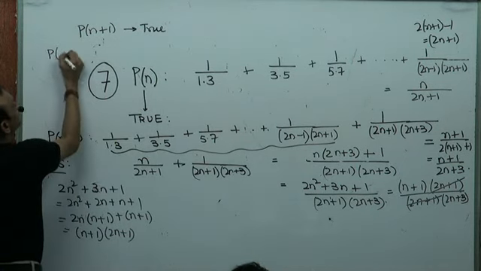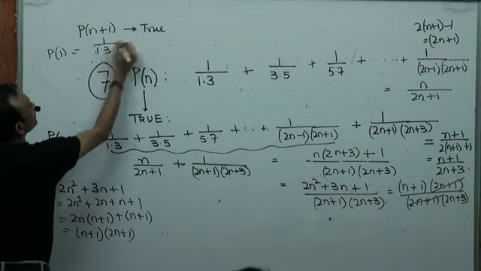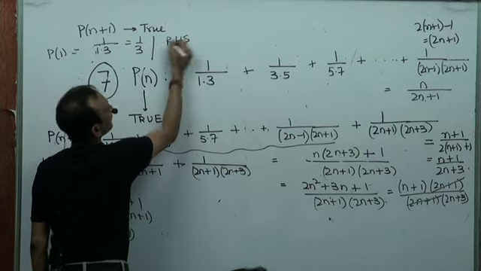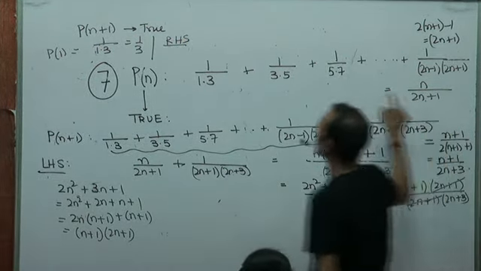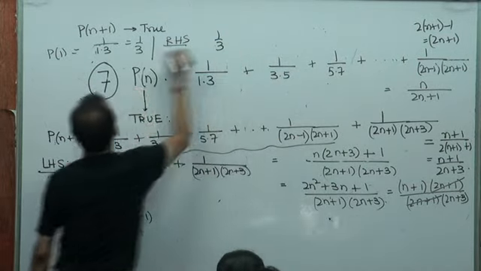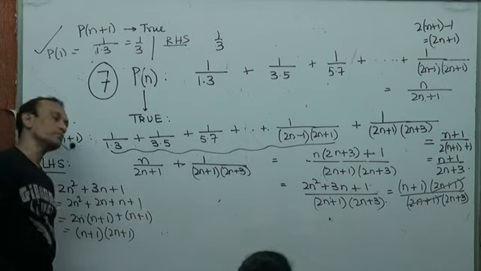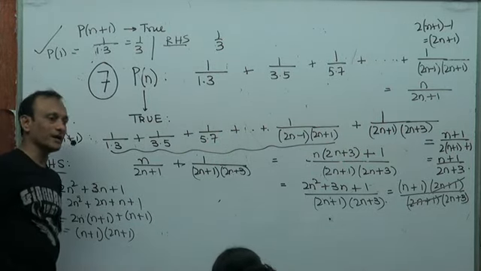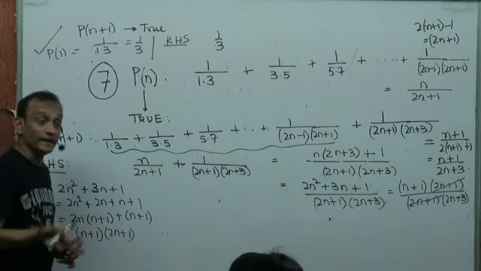Check for P1. P1 means first term. Left hand side is 1 by 1 into 3, which is 1/3. Look at the right hand side. For n equal to 1, 1 by 2 plus 1, 3. Right hand side is also 1/3. That means P1 is true, P2 will be true, P3 will be true, Pn will be true in general. True for all n. Mathematical induction. It's called an inductive approach.